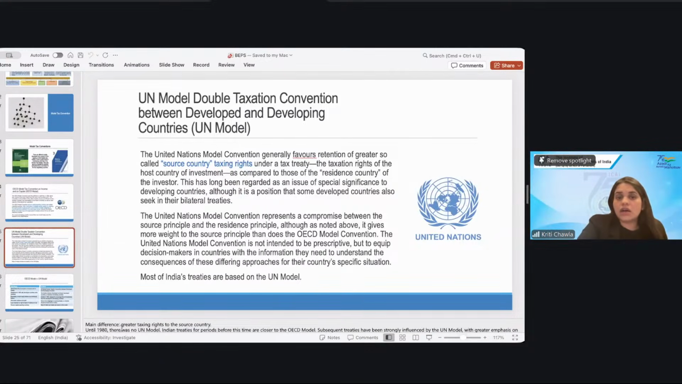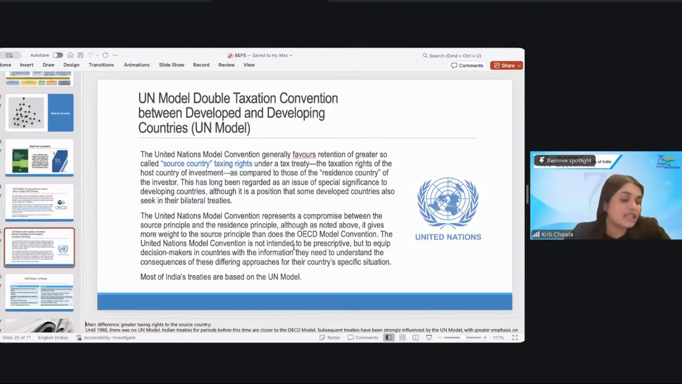This has long been regarded as an issue of special significance to developing countries, although it is a position that some developed countries also seek in their bilateral treaties. So the UN Model Taxation Convention represents a compromise between the source principle and the residence principle, but it gives more weightage to the source principle than does the OECD Model Taxation Convention. It's not wanting to be prescriptive, but it equips decision makers to understand the consequences of these different approaches.